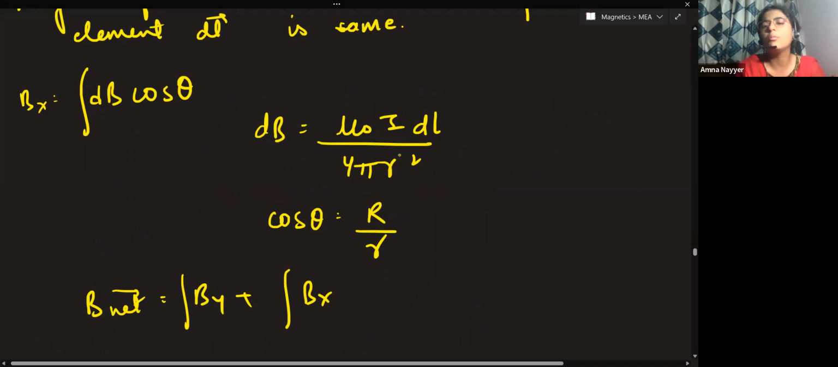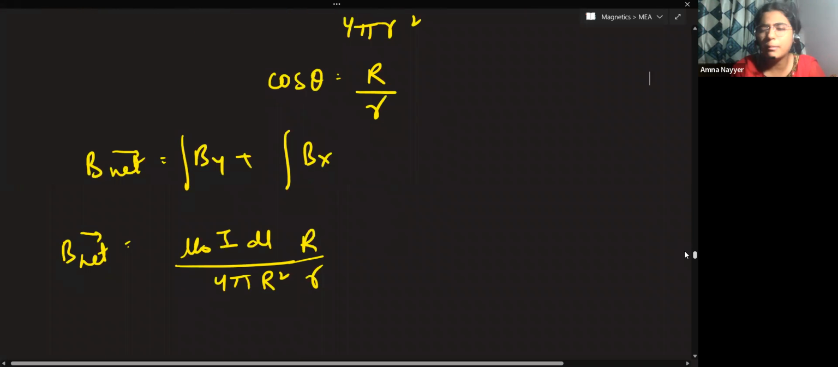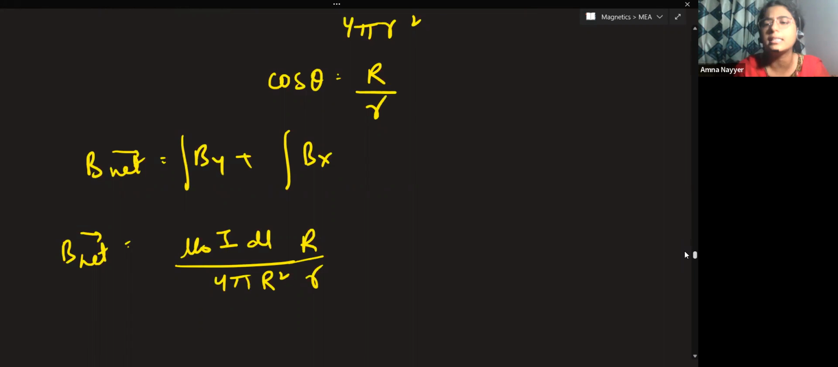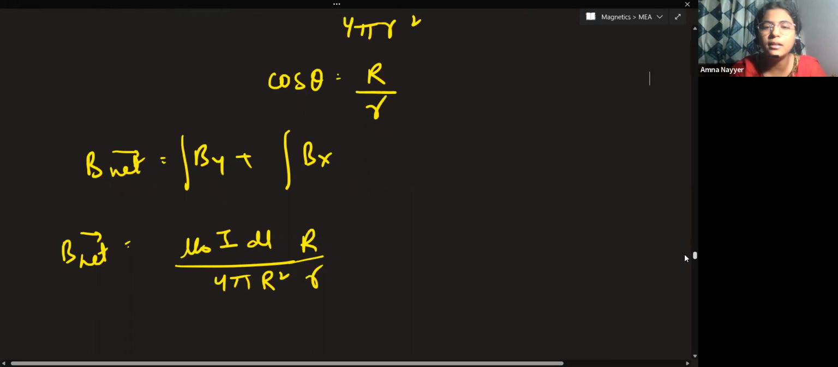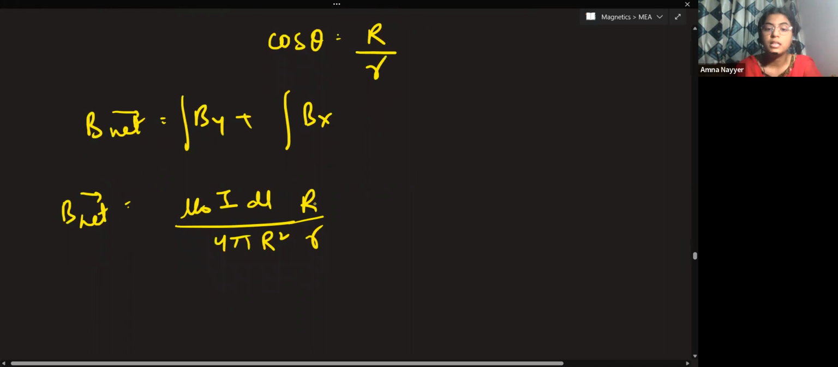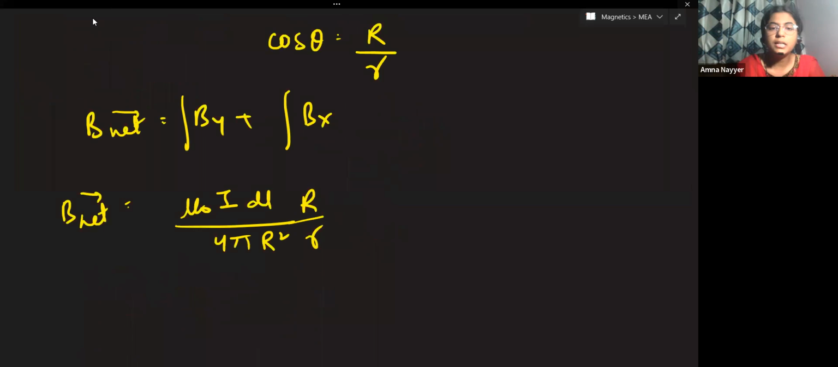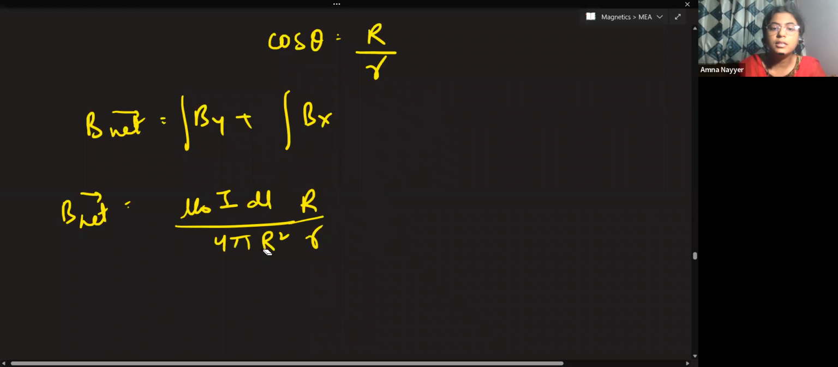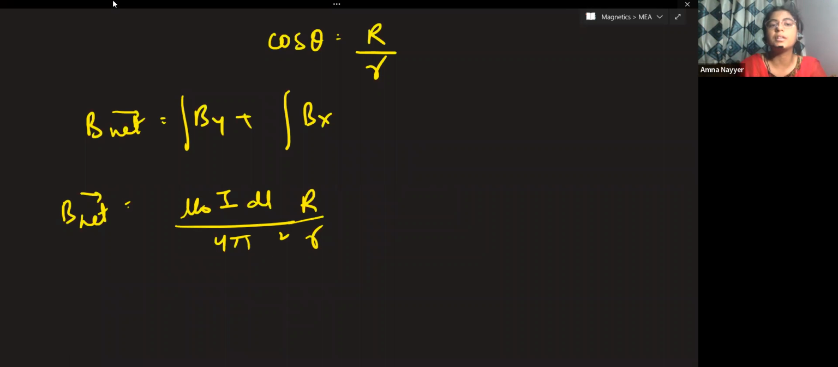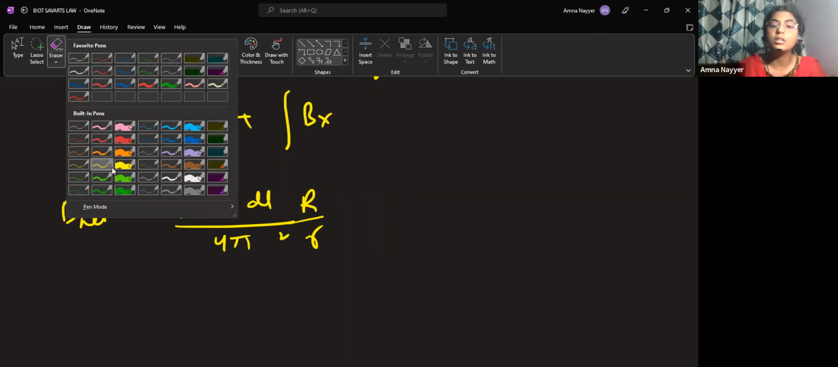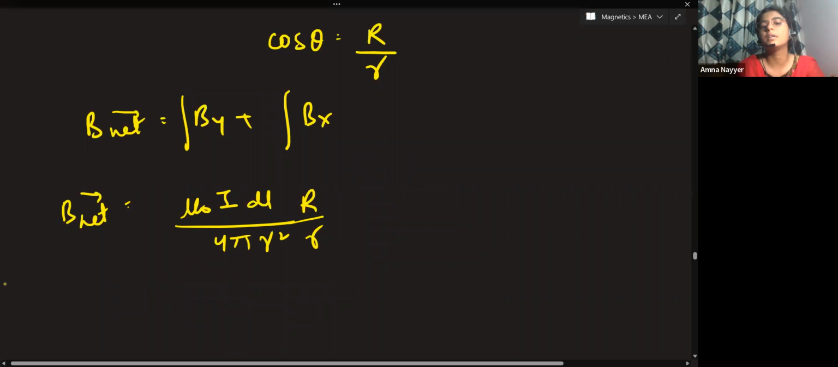Small r, because we want the separation between dl and the point. Instead of writing capital R, because it will be confusing: earlier we wrote capital R because we considered the distance as capital R. Here capital R is given as the radius. If we do not write it, it will be confusing, and this will get cancelled. But we know that this is the separation, not the radius of the circle. So this will become small r square, and we have to integrate it.